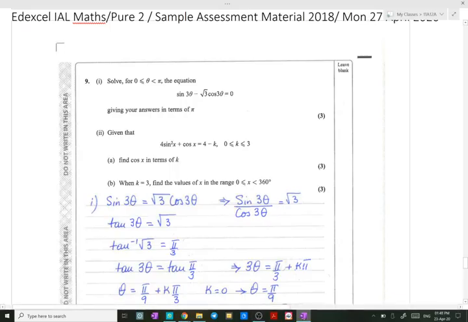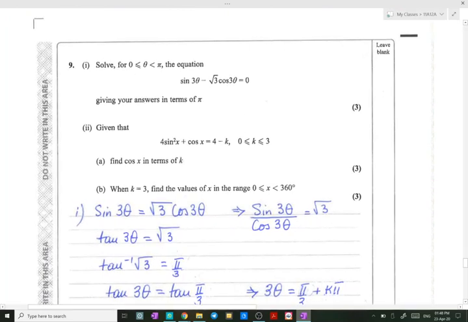Number 9 is taken from the Edexcel International A-Level Math Pure 2 Sample Assessment Material past paper. Solve for theta when theta is greater than or equal to 0 and less than pi. Here we are working in radians, and the equation is this one, giving your answer in terms of pi.